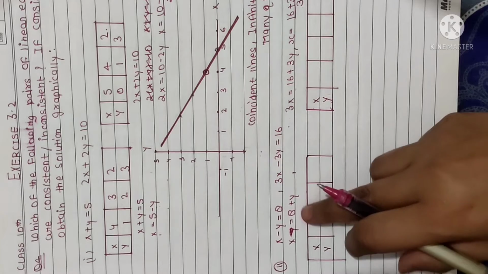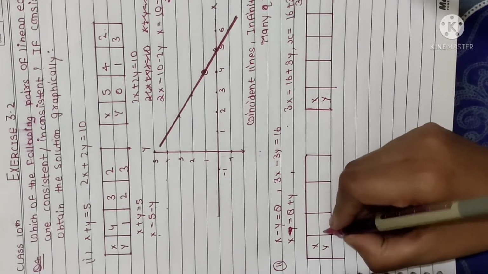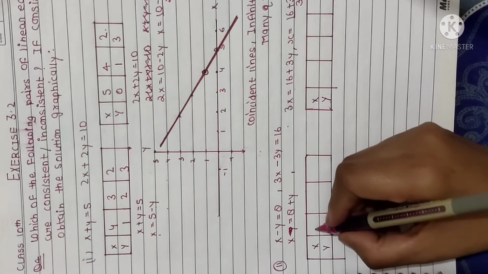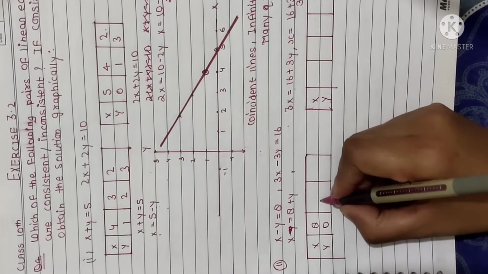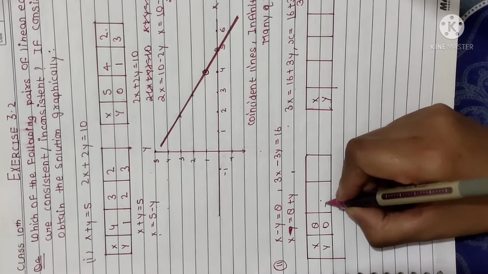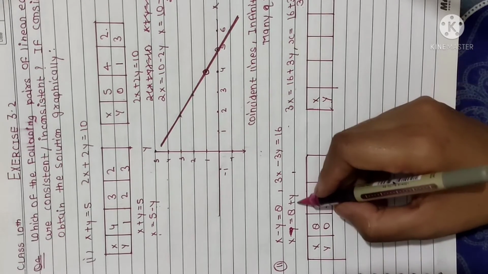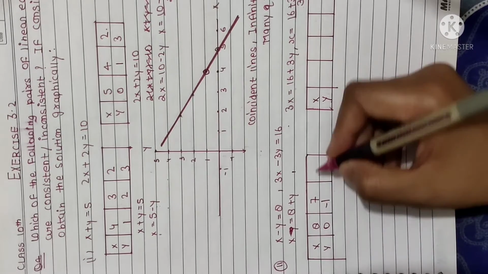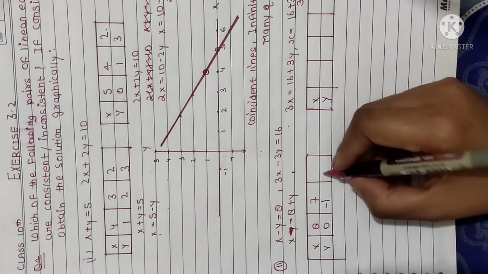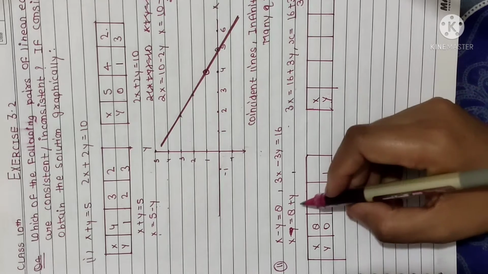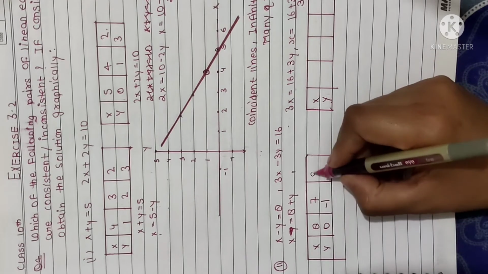So what will the solutions for this equation be? When I put y as 0, then x will be 8, right? When y is minus 1, then x will be 7. When y is 1, then it will be 9.